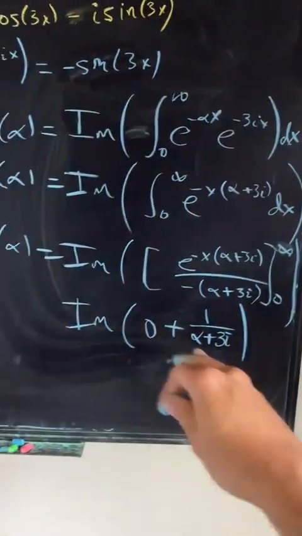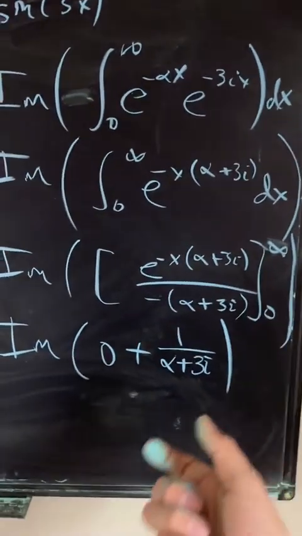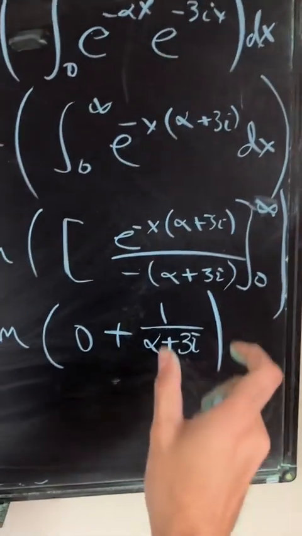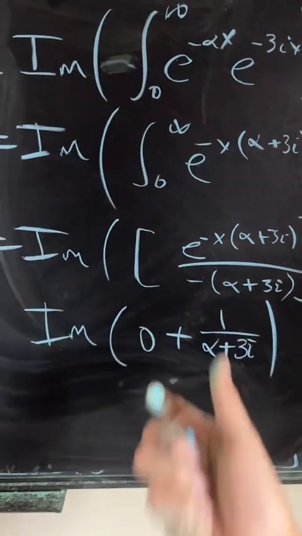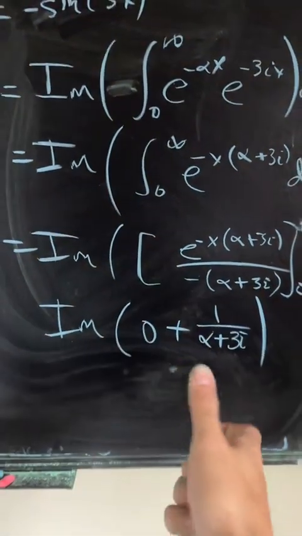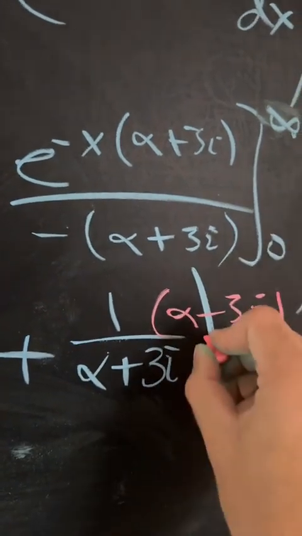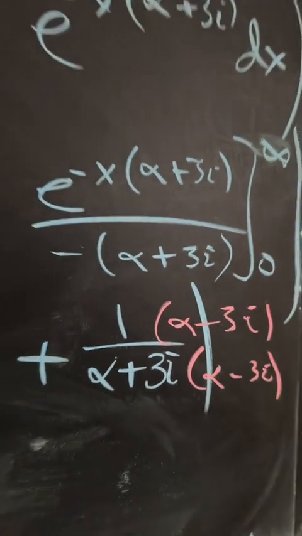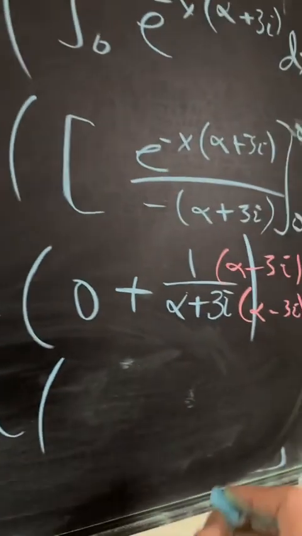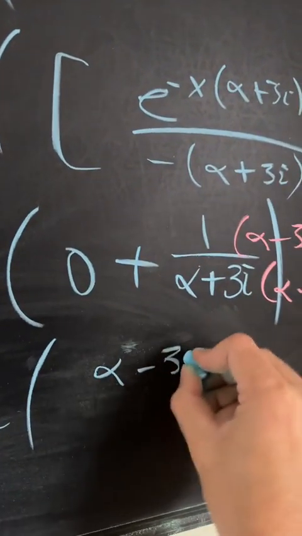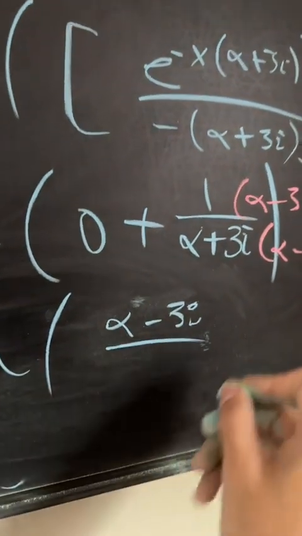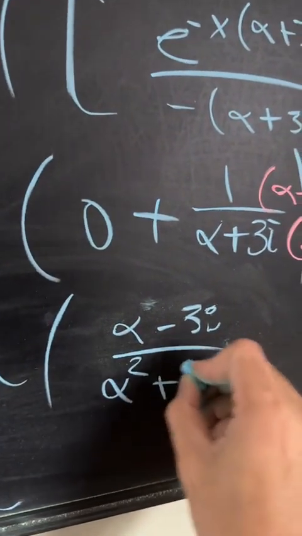But again, we really only care about the imaginary part, so we want to find the real and the imaginary portion of this expression here and only pull out the imaginary part of that. And what better way of doing that than taking the conjugate? So we're going to multiply both the top and the bottom by alpha minus 3i. So we have imaginary of alpha minus 3i over, and then this is going to be alpha squared plus 9.